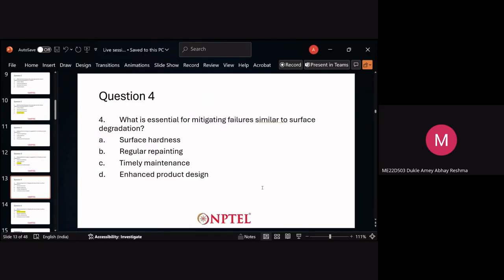Moving to the fourth question, what is essential for mitigating failures similar to surface degradation? Surface hardening, regular repainting, timely maintenance, or enhanced product design.